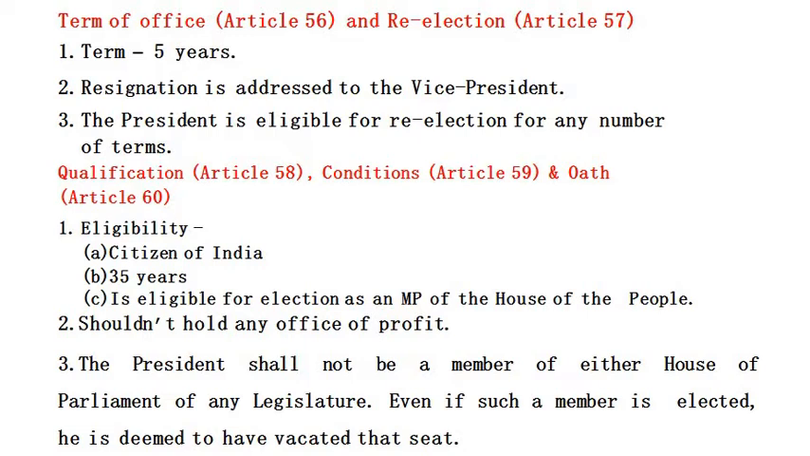Shouldn't hold any office of profit. We will discuss the office of profit later. The president shall not be a member of either house of the parliament or of any legislature. If such a member is elected, he is deemed to have vacated that seat.